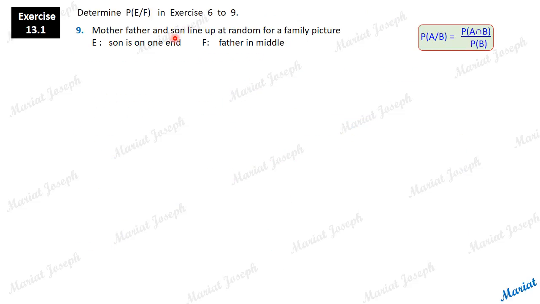Mother, father and son line up at random for a family picture. Event E: son is on one end. Event F: father is in the middle. Using these two events, we need to find the conditional probability of E given F.